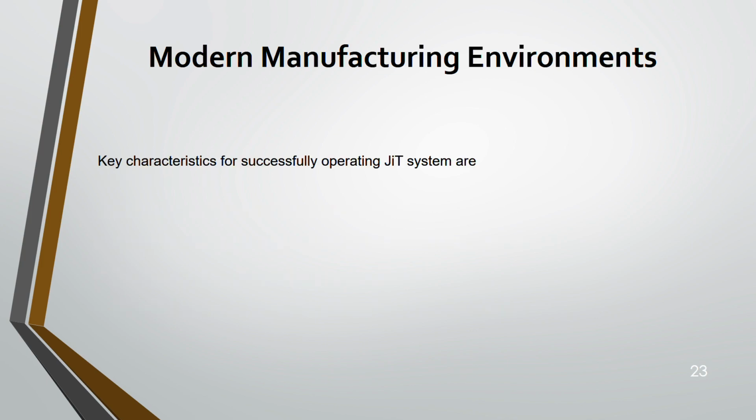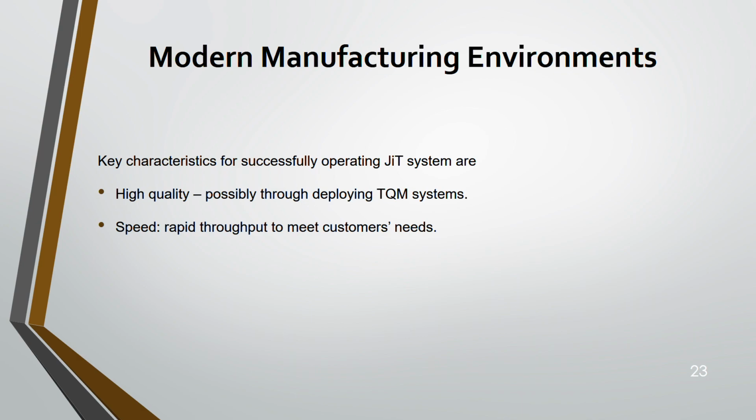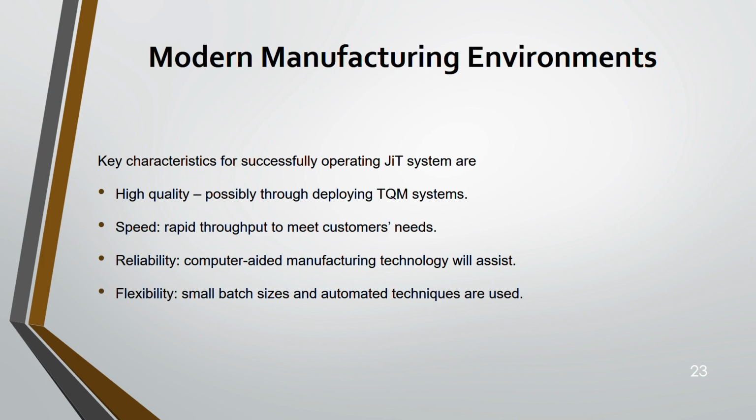Now, key characteristics of working JIT successfully are high quality, so they also possess a TQM system. Next, speed. Speed needs to be very high because you have to meet customers' demand anytime. Reliability. Computer aided manufacturing technologies are there which will help you to do this. Then flexibility is there. Much smaller batches and automated techniques are used. Cost is low because of all of the above. If high quality, speed, reliability and flexibility are there, automatically cost will be driven down.